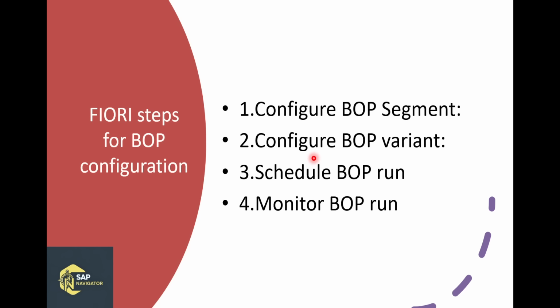Okay, in a similar way we have to create the BOP variant, and in a similar way we have to schedule the BOP run. Here also we have to create one batch job for it. Once you schedule the BOP run, you can see the BOP running status in Monitor BOP Run. Whether it is success, whether it is processed or not, what the analytics are, and what changes will happen by that run, we can see in the BOP run applications.